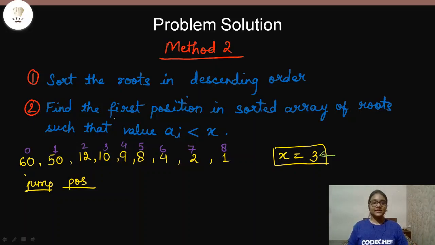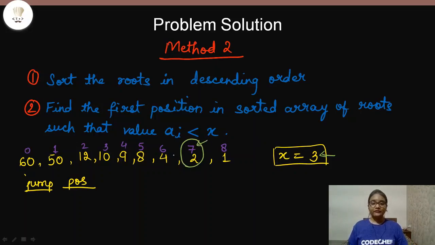So the second step says that after sorting the roots in descending order, we will find out the first position in that sorted array of roots such that the value of the root has become less than the queried value. So where can you find this value in this sorted array? So x is equal to 3. So you can find it at this position, at the 7th position.